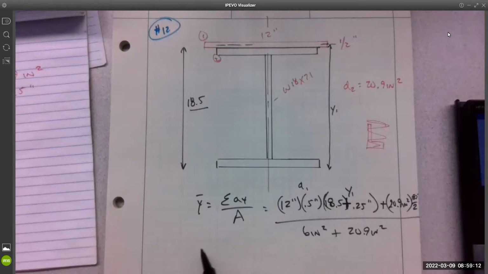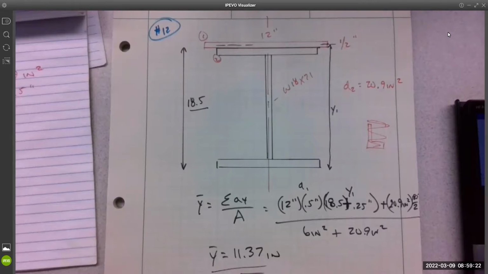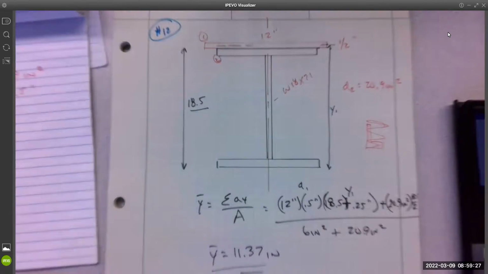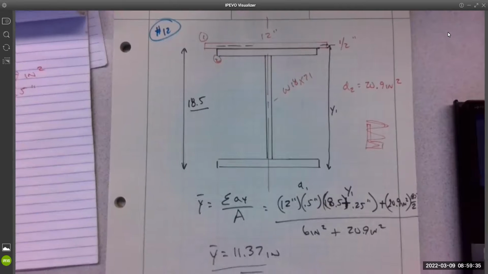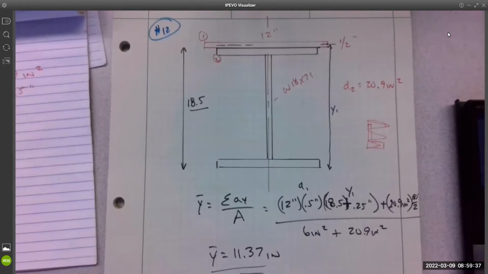I get 11.37. That makes sense. Yeah, so if it was just the W shape, we would be what, 9 1/4? Yeah, so adding the plate shifts it up, that makes sense, to 11.37.